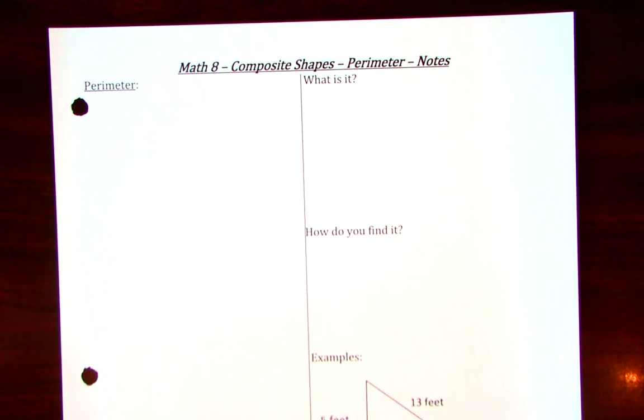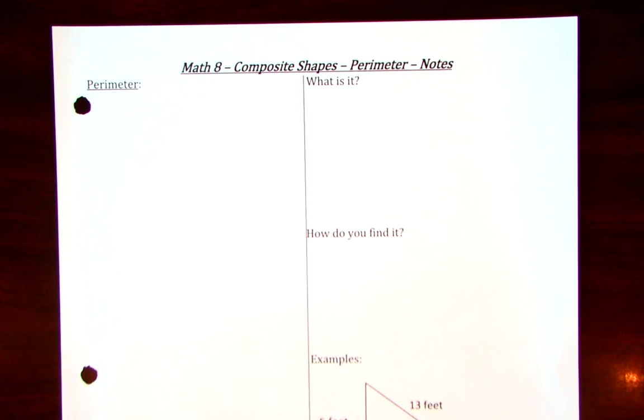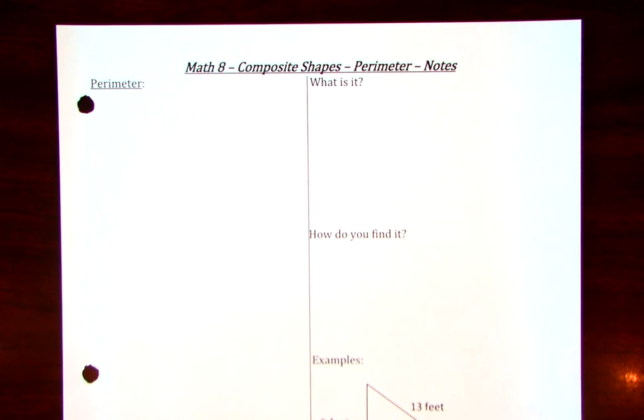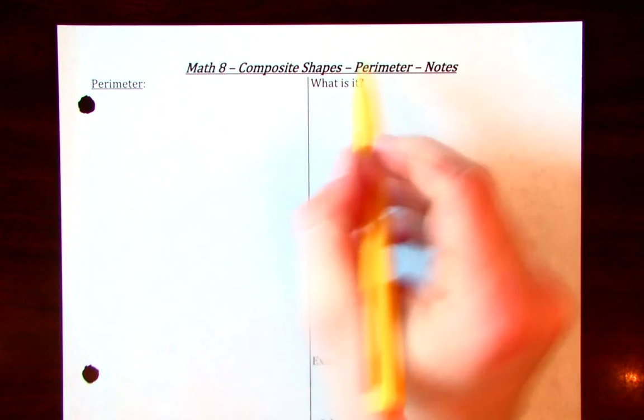So, we are transitioning from our Pythagorean theorem into composite figures, into composite shapes. And as a quick refresher, I want to go over some fifth grade stuff. So, are you smarter than a fifth grader? So, let's remember, what is perimeter?